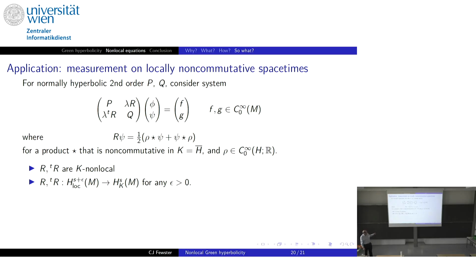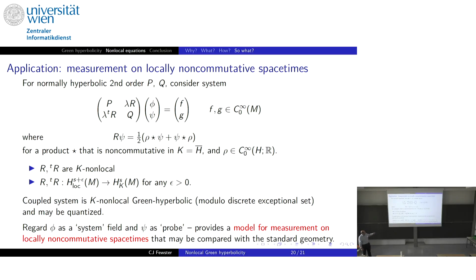And so now, these operators that you get by this multiplication are non-local, and the hard part here is to show that, you see, ordinary multiplication would preserve differentiability, right? This thing, it is very hard to work out that it preserves differentiability, and what we were able to do after some effort is to show that it might just lose you an epsilon of regularity. The epsilon can be made as small as you like, but we haven't found a way to say it exactly preserves regularity. But that's okay, because the Green operators will improve regularity by 1 if it's second order. So this coupled system now is Green hyperbolic, modulo discrete exceptional sets, and because we have this exact sequence, the whole thing can be quantized.